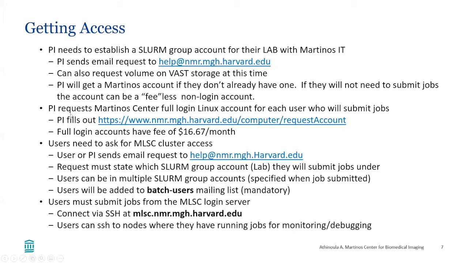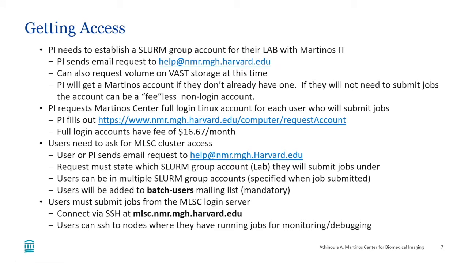So for PI, if somebody doesn't already have a Martinos account, this is how you get it. But I'm pretty sure everybody here on this seminar already has one. So the other thing is, if your PI has established a Slurm account, but they didn't already ask for your account to be put in that Slurm group, you just need to request that from us. We'll put you in there. You can be in multiple Slurm groups.